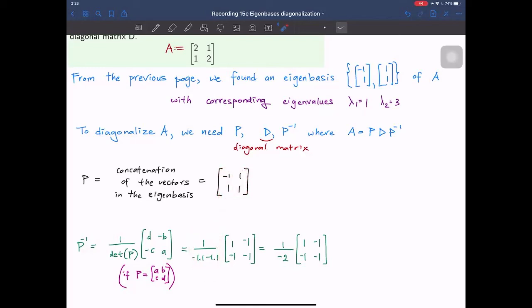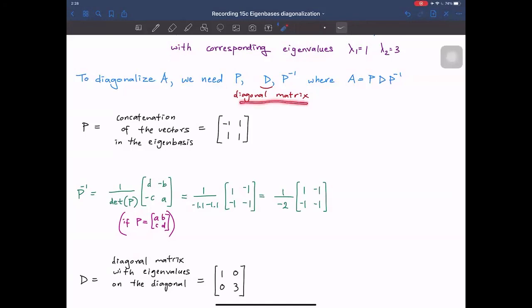And then I swap these 2 entries. And then I turn these 2 entries into their negatives. So I get this matrix. And this is the inverse of P.